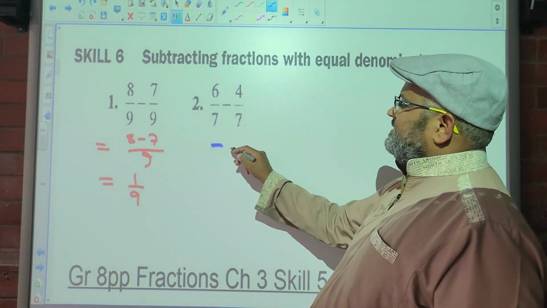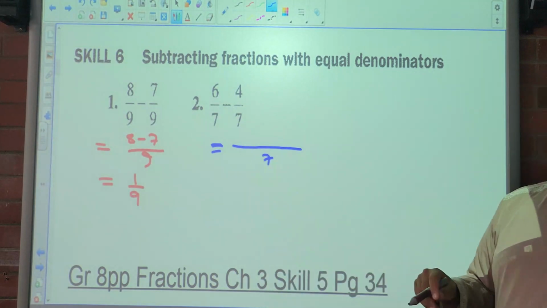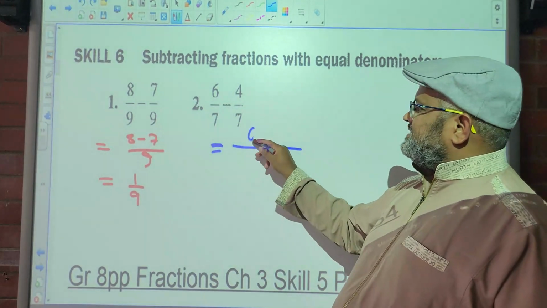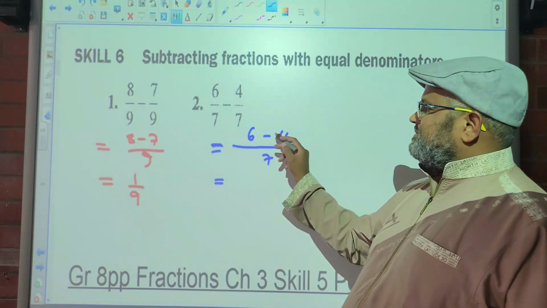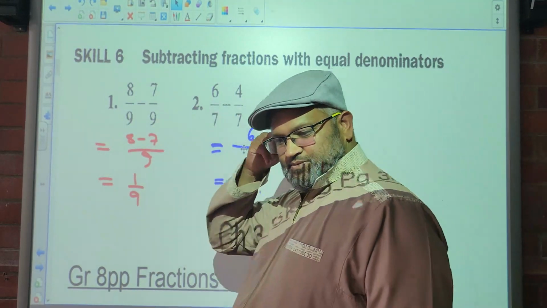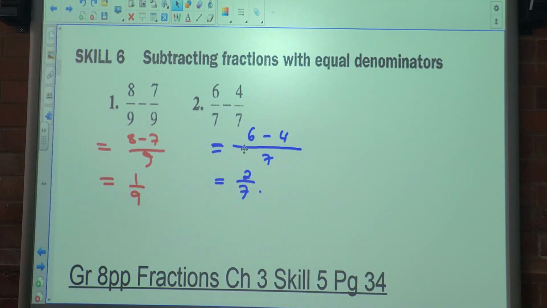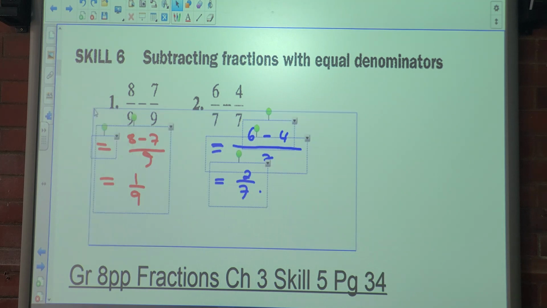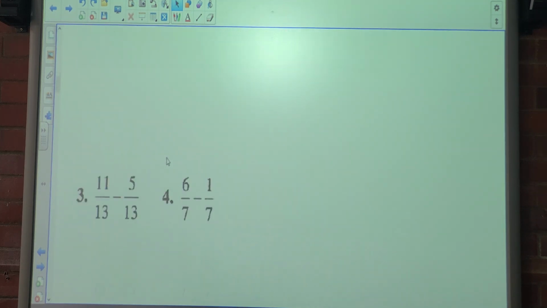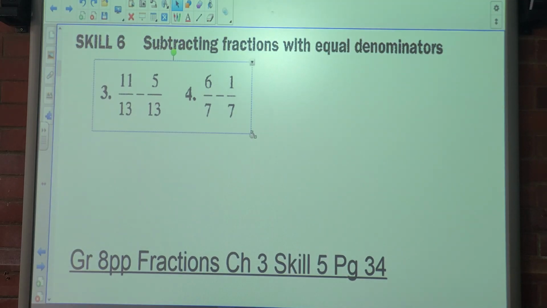Okay, number 2. What's your LCM? What's your denominator? Common denominator here? 7. Denominators are the same. So it's going to be 6 minus 4. What's 6 minus 4? It's 2 over 7. Okay. Any confusion there? These are the last 2 sums from this section of work.